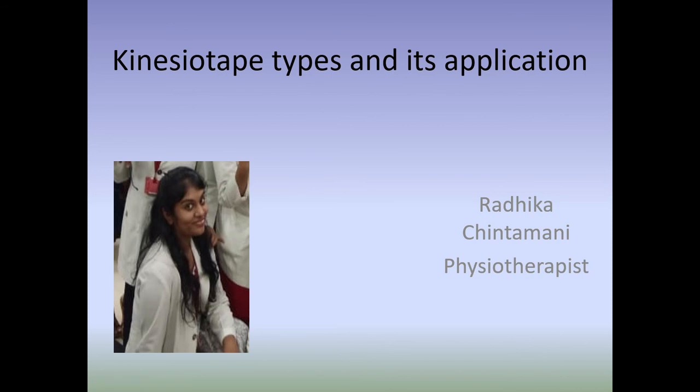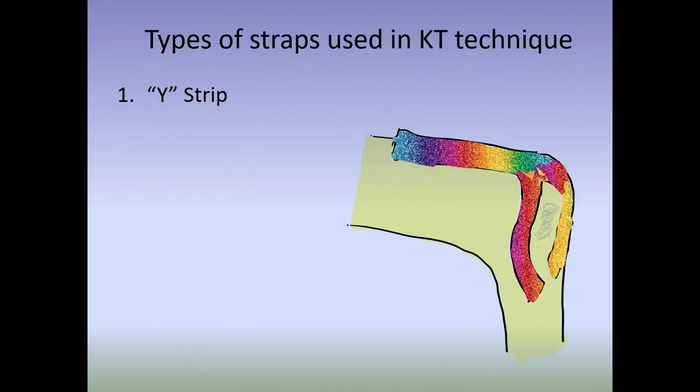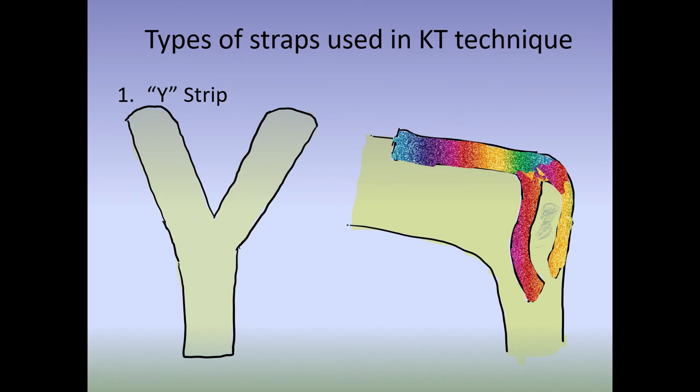Good morning everyone. Let's start with a new video, that is Kinesiotape types and its application. How to apply Kinesiotape and what are the different types of Kinesiotape when you visualize it. First one, Y strip. Y strip looks somewhat like this.